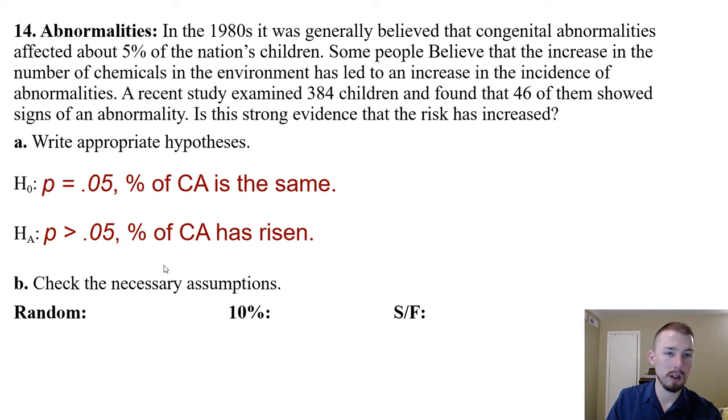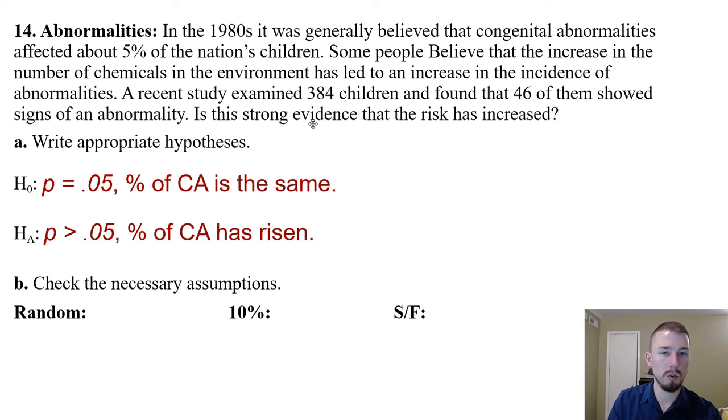Check our necessary assumptions. Was it a random sample? They didn't tell us it was a random sample, so we've got to be careful. Where did they find these children? Did they go to a hospital, like the children's hospital, and then they examined 384? Well, if you were born with congenital abnormalities, you're more likely to be in a hospital, so that would not be a random sample, right? That would be a convenience sample. So we need to make sure that these children are randomly sampled. That way we can make sure that they are a representative sample. So we do need to mention that might be an issue.